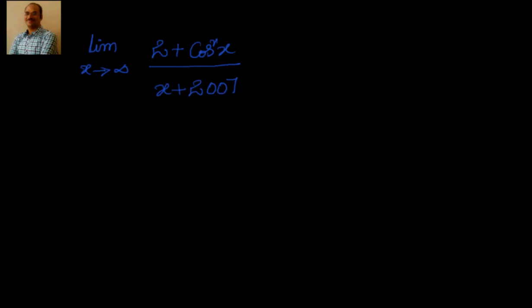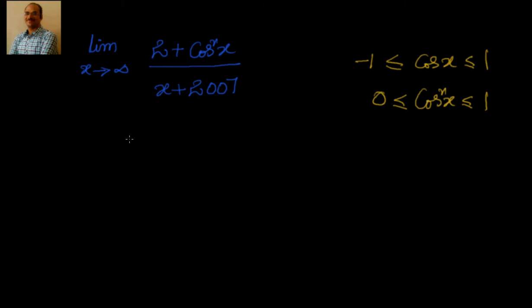Let's look at this problem. We have been asked to find the limit as x tends to infinity of 2 plus cos square x by x plus 2007. Now how do we do these types of trigonometric problems? What we will do is leverage the squeeze theorem, which says that cos x will be between -1 less than or equal to cos x less than or equal to 1. Then if you square it, cos square x, all your negative values will become positive. So you will be between 0 less than or equal to cos square x less than or equal to 1.